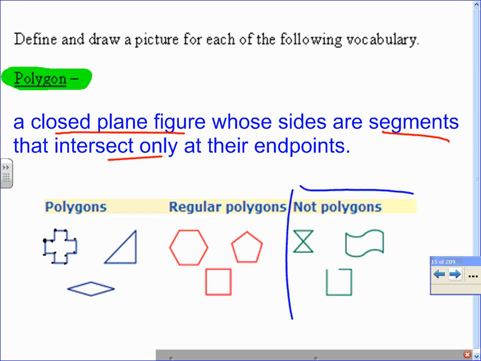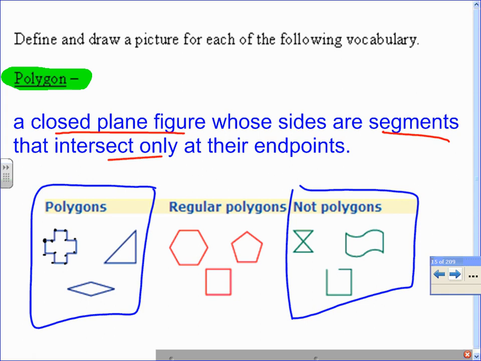So these ones are not polygons. These ones are polygons. You don't have to draw them unless you want to. This is just me talking through them.